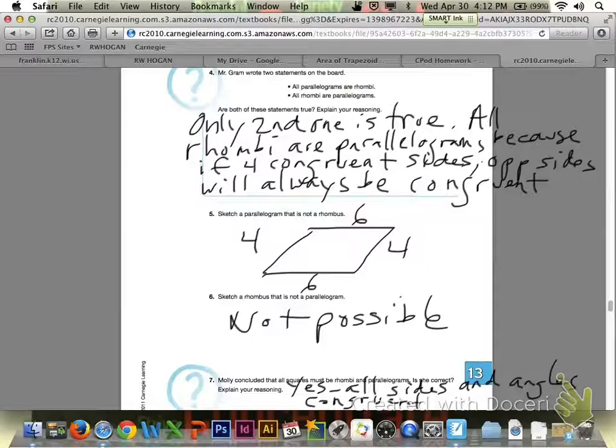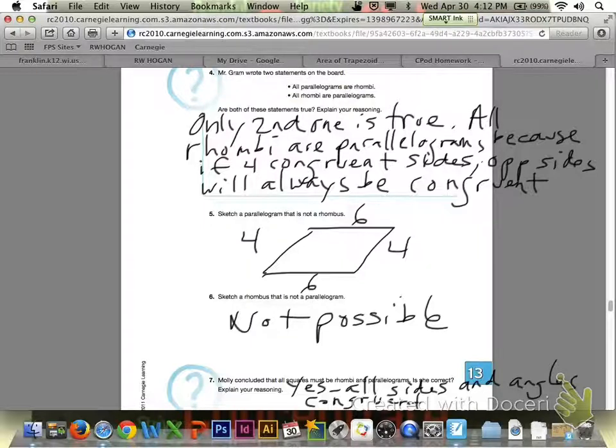Number 5 is just a sketch that I came up with of a parallelogram that is not a rhombus. You can see that the lengths of my opposite sides are not congruent. That's what makes it a parallelogram. Number 6 is not possible. I can't sketch a rhombus that is not a parallelogram.